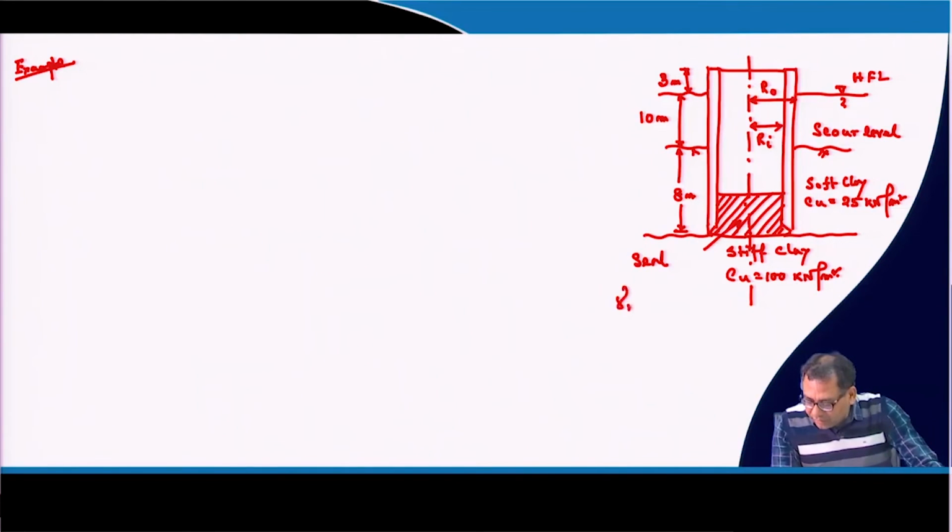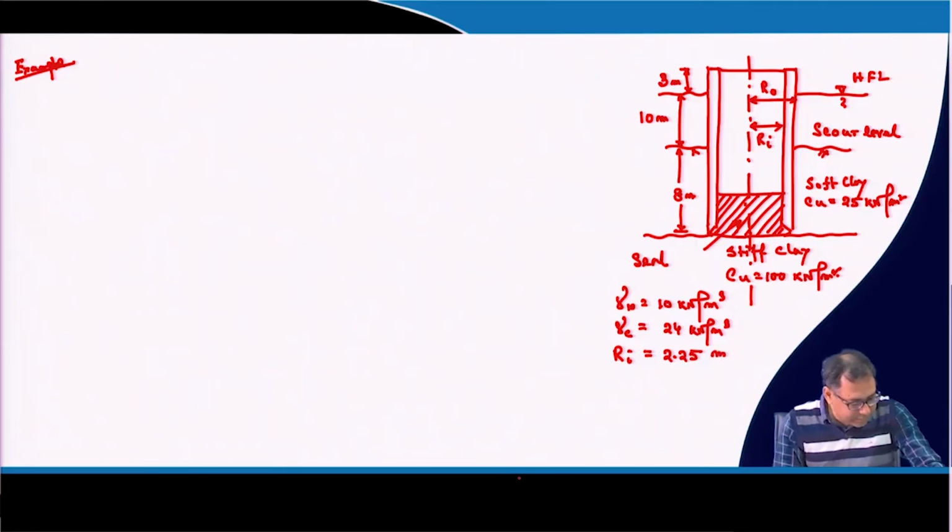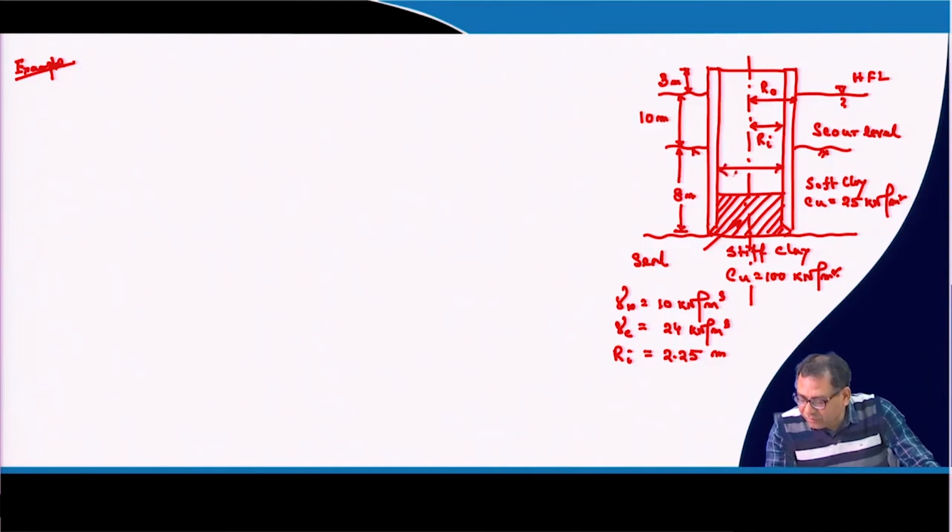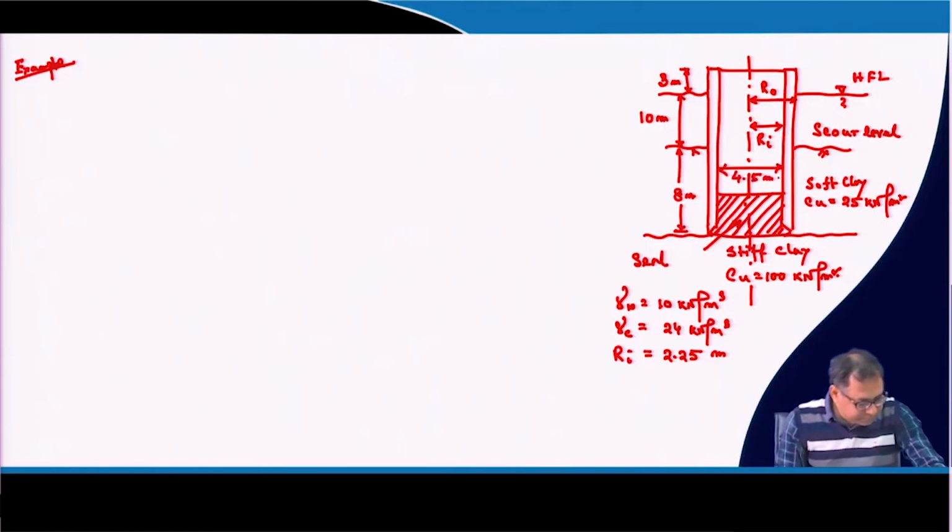The unit weight of water is taken as 10 kilonewton per meter cube. The unit weight of concrete is 24 kilonewton per meter cube. Then the inside radius Ri is 2.25 meter, and that means the total inside diameter is 4.5 meter. Now, we have to determine what would be the thickness. So, this is a circular cross section.